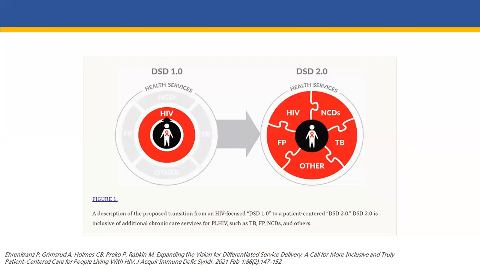So this was proposed in one study as the DSD1 model to the DSD2 model. The DSD1 model was an HIV-centric model, and the DSD2 model is an inclusive model where the chronic diseases like TB, family planning, non-communicable disease, and all others are taken together. And this taking together always helps us to understand and help the patient. It prevents the patient from running from one outdoor to the other.